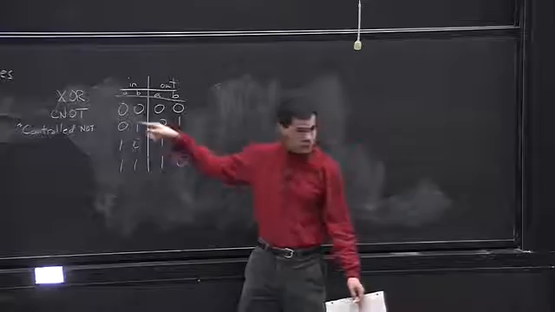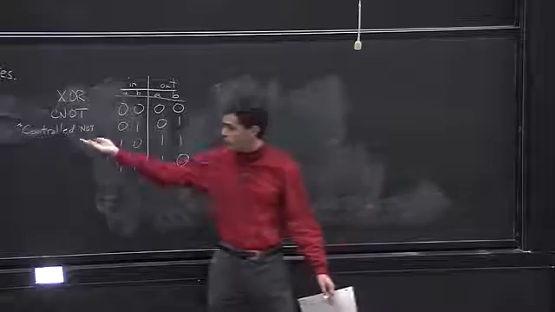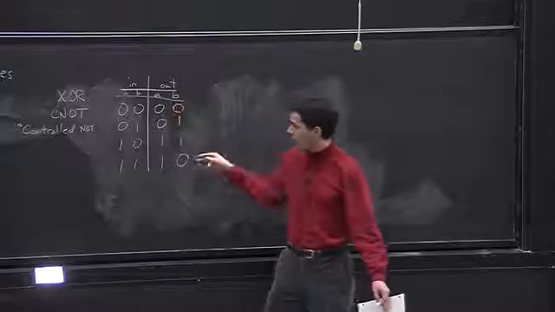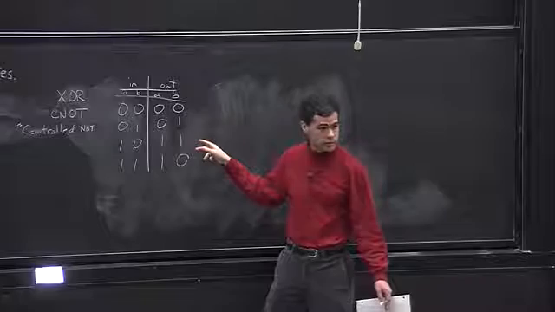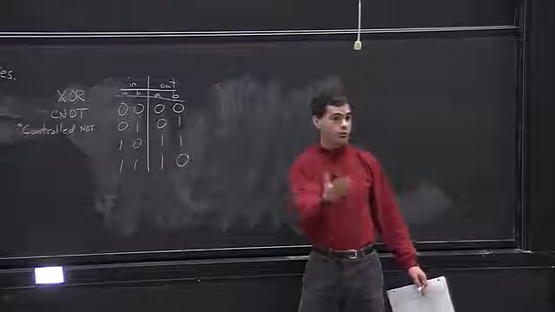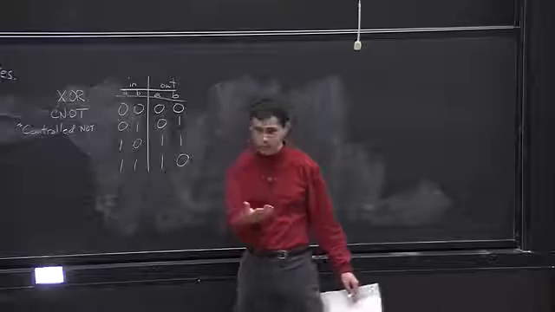And also looking at this truth table, you can see the reason for the name controlled NOT, because the first bit stays the same, and the second bit gets flipped when the first bit was 1. Okay? So in other words, the second bit is getting a NOT done to it under control of the first bit. Okay.